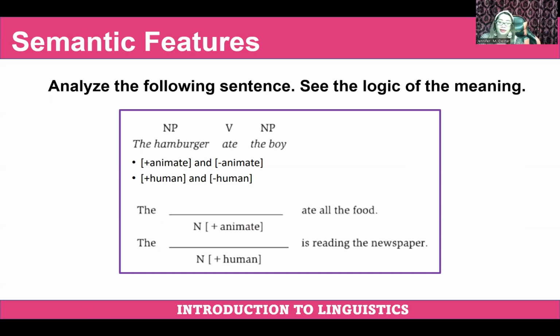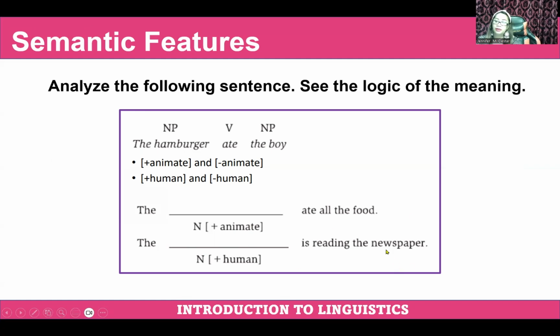So, for example, here, the blank ate all the food. The blank is reading the newspaper. So, therefore, N plus animate, N plus human. Tingnan natin dito kung paano natin siya mapupuno. Mag-isip tayo kung ang noun natin dapat ay animate, kung ang noun natin ay dapat human.